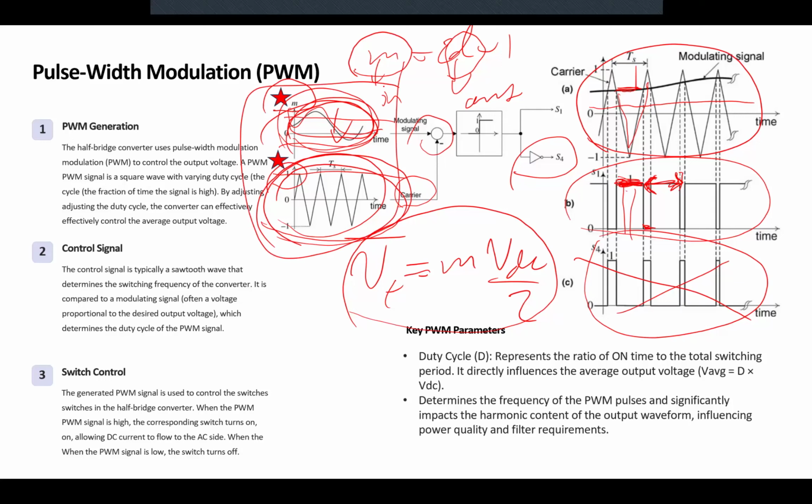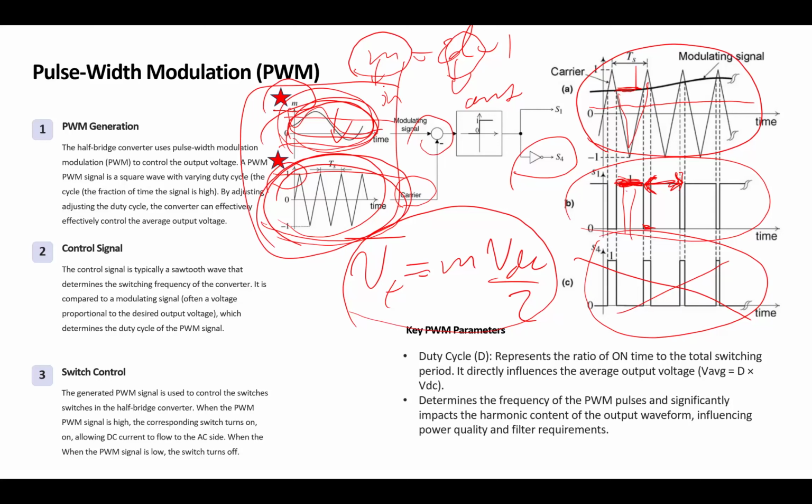Both the reference signal and carrier signal don't happen in a power system. The DC source that you have and the switches are in a power circuit. We have a control circuit. It's a way that we control our power circuit.